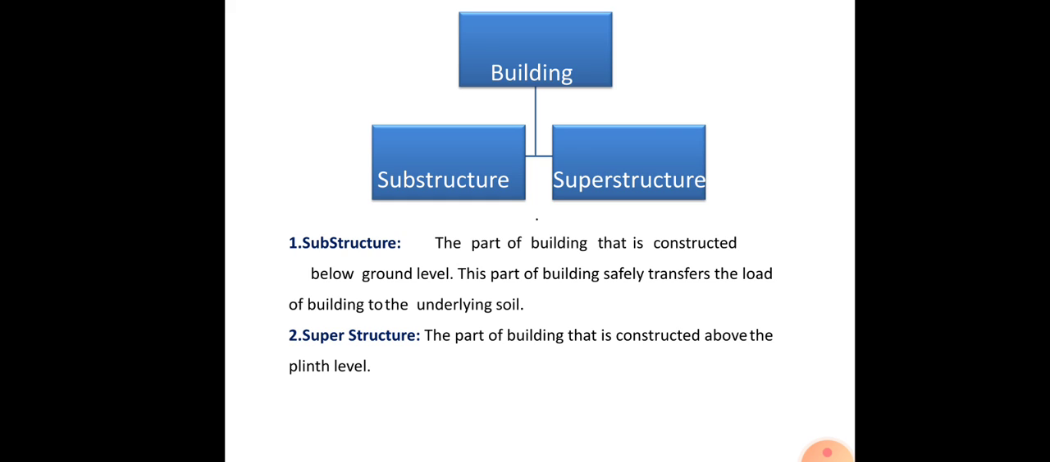So the portion below the ground level we call it as the substructure or the foundation, and that part of the building that is constructed above the ground level or above the plinth level we call it as the superstructure. So these are the two typical classification, or we can say that any building consists of these two main components, the substructure or the foundations and the superstructure.